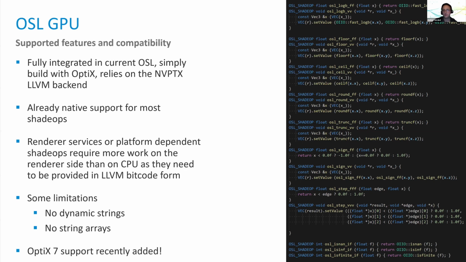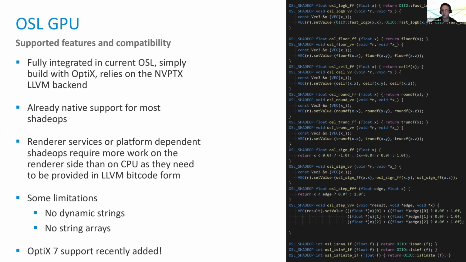What requires a bit more work if you're integrating OSL GPU in your own renderer is all the shade ops that are depending on the renderer services or platform dependent, like printfs and stuff like that. For those, you do have to send your own LLVM bitcode to the OSL shading system. So yeah, a bit more work, but as you all know, GPU programming is harder.